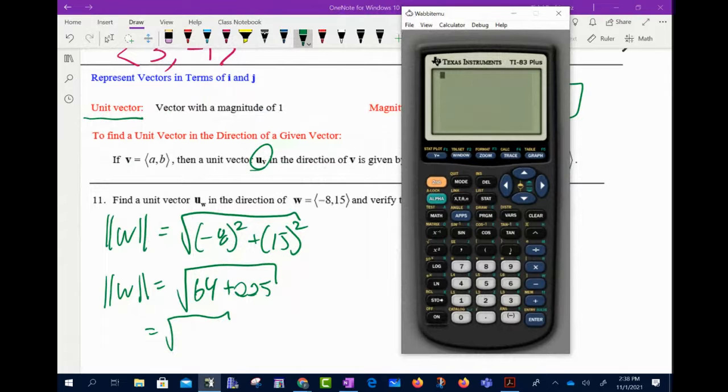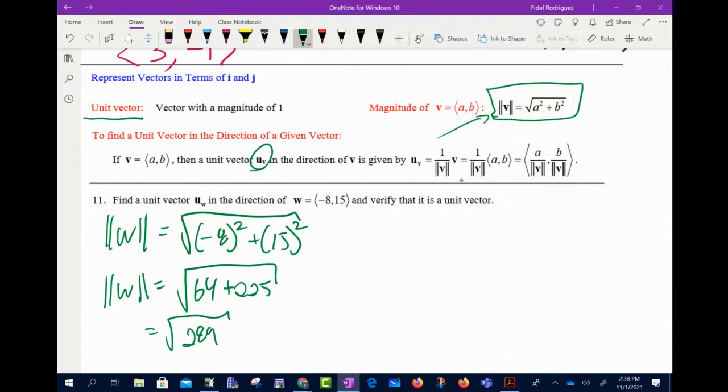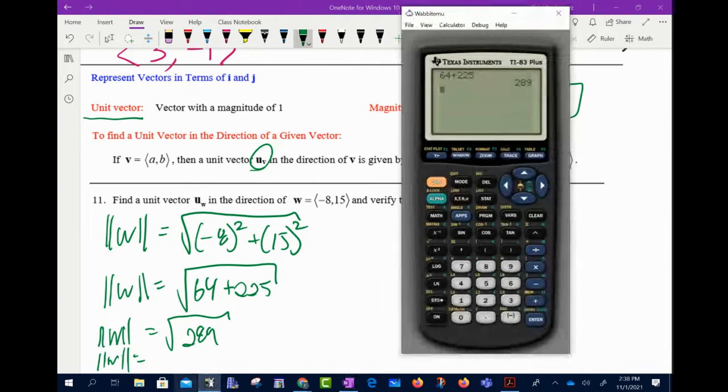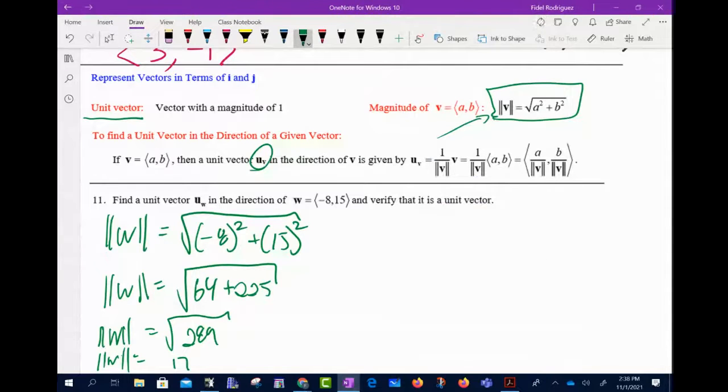Turn this on, clear it out. 64 plus 225 is 289. Very good. So 289. And I don't know if that's a perfect square or not, but we're going to find out. Second square root of my answer, 17. Nice and neat. There we go. Okay.